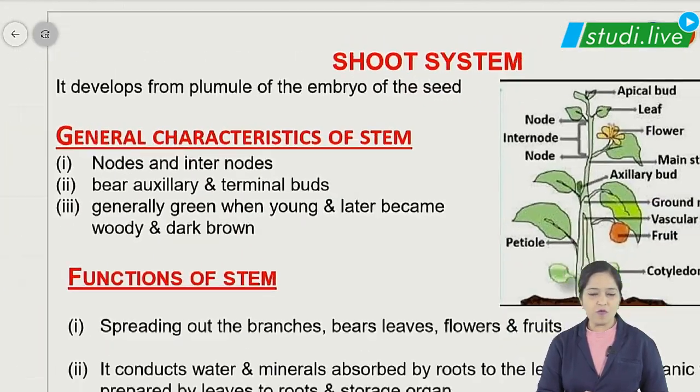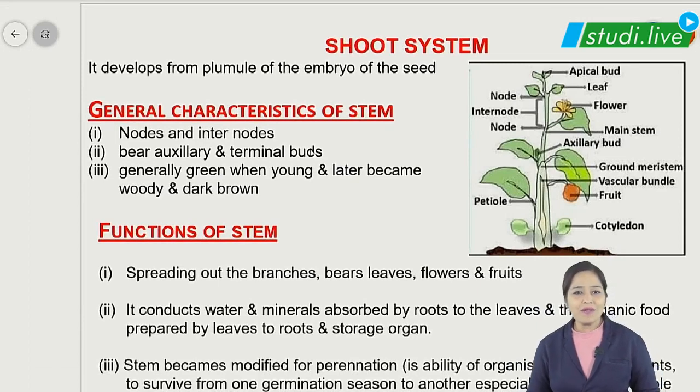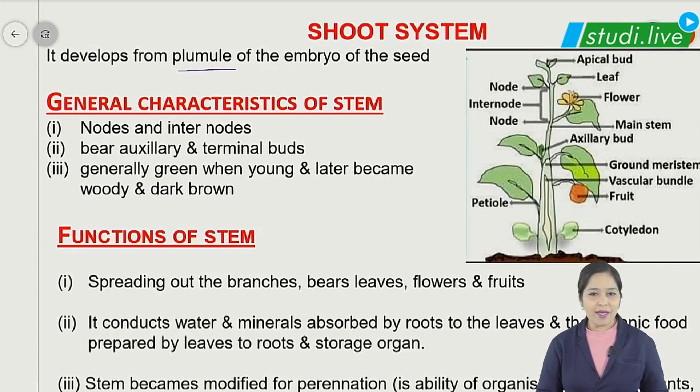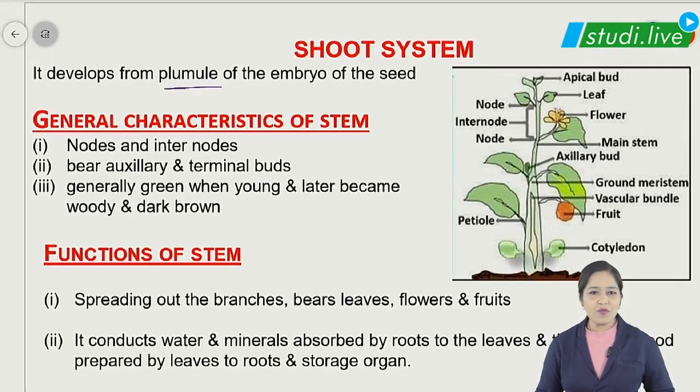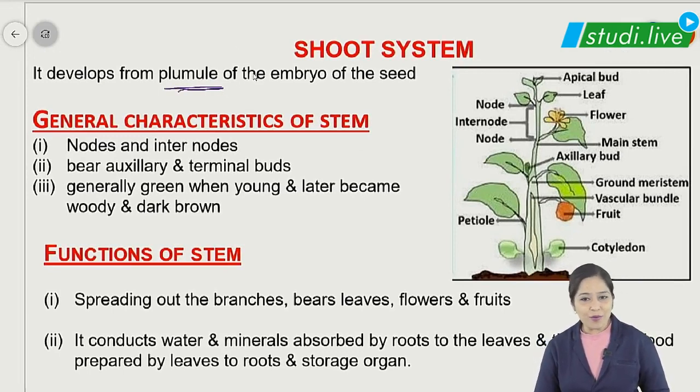So here we move on to the next, which is the shoot system. The shoot system is going to exclusively develop from the plumule of the embryo of the seed, which means it comes from the plumule, the epicotyl part, of the embryo of the seed.